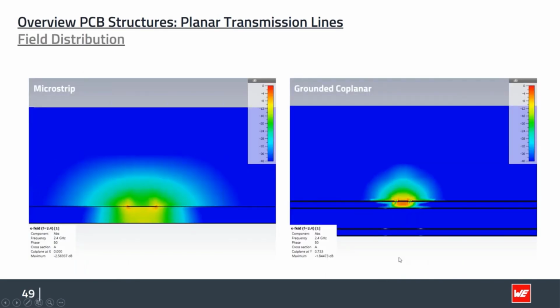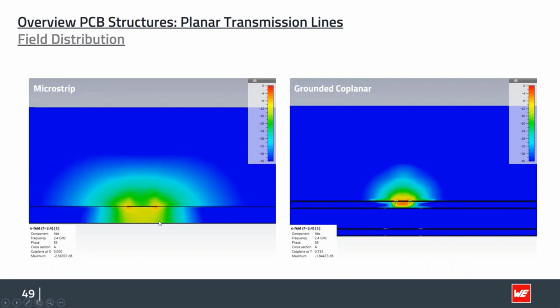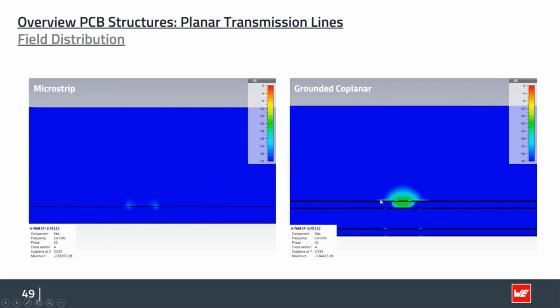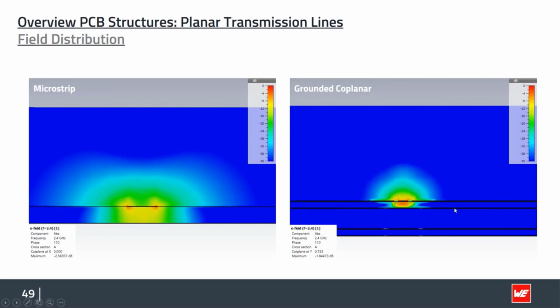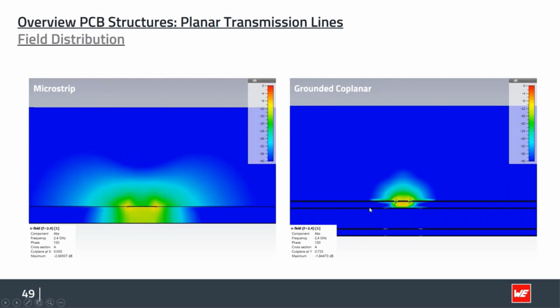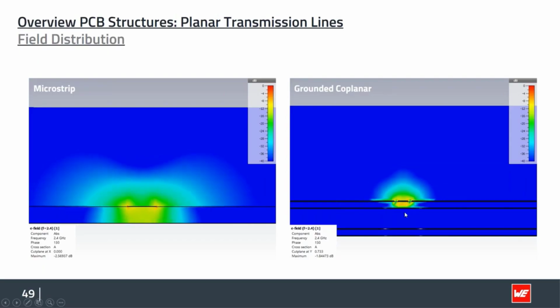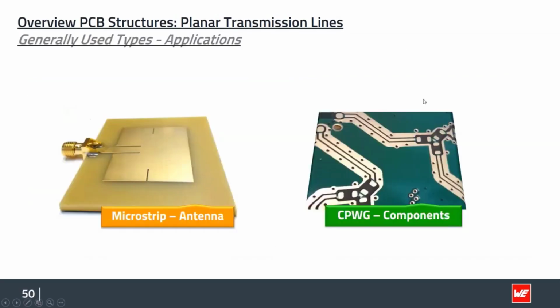If we compare it in the simulation, we can see that the spread of the field is much wider on the microstrip and on the grounded coplanar waveguide, because we have the ground plane directly below, ground plane left and right. We have a more focused field, less field spread and less radiation. And the typical use, like I said, is the microstrip antenna, or for components, the coplanar waveguide.